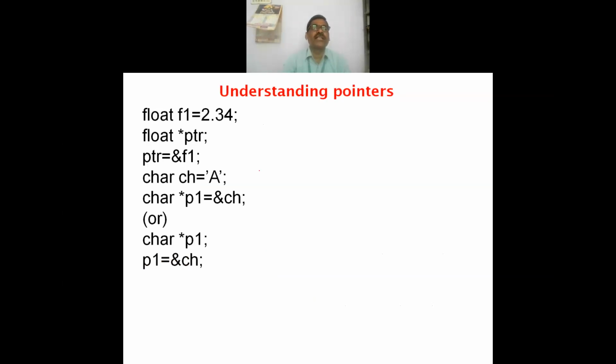So you can declare a pointer variable of any type. Here in this example, ptr is a float pointer which is used to store the address of a float variable, and this p1 is a character pointer which is used to store the address of a character variable. So like this, you can declare any pointer type, you can declare it as a basic data type.